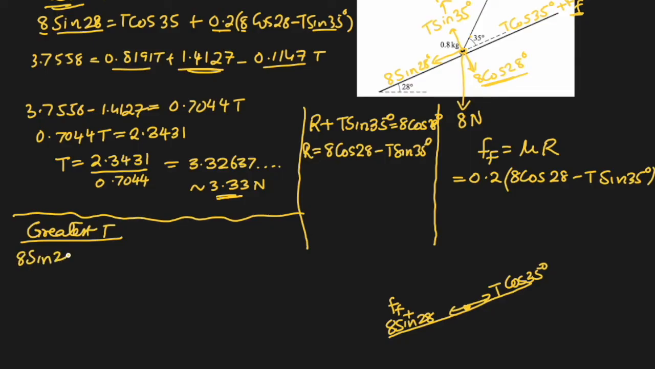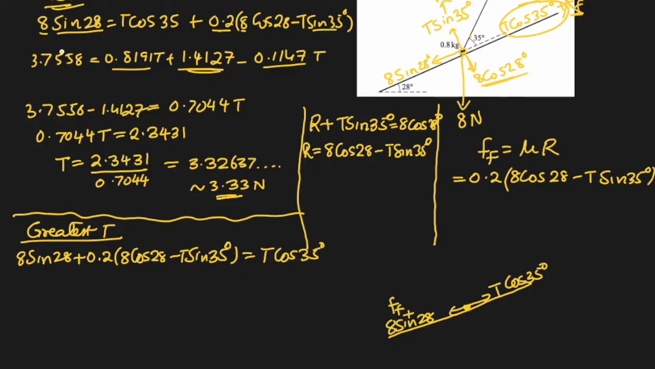So 8 sine 28 is downwards. Also, the friction is downwards. So which was 8 cos 28. That is not going to change. The normal contact force will still be the same, but because of the value of T, its value will change, but the expression remains the same. And now T cos 35 will be the only force upwards. There is no other force. This is the only force upwards. Friction is gone.